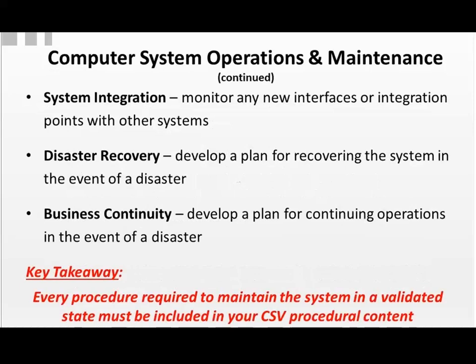Now, also, during the course of your system use, once in production, you want to make sure that if any new interfaces or integration points are brought up, that's considered change control, and they're accounted for. The disaster recovery plan should be in existence. It should be tested. The business continuity plan should be in existence. And you would likely have a separate procedure for disaster recovery and for business continuity. Typically, disaster recovery is owned by the IT experts, whereas business continuity is owned by the users or functional experts. But at any rate, you need to have these in your CSV procedural content.